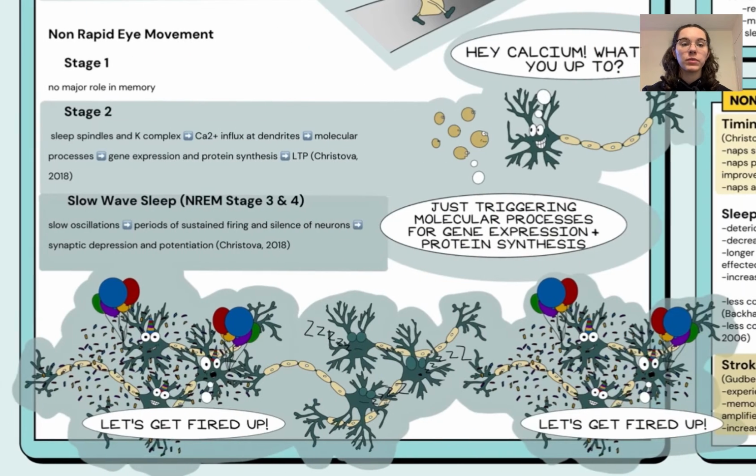The slow wave sleep stage involves slow oscillations, which are coordinated increases in activity of a group of neurons, and these slow oscillations create a period of sustained firing and silencing of the neurons, which is thought to contribute to synaptic depression and synaptic potentiation.